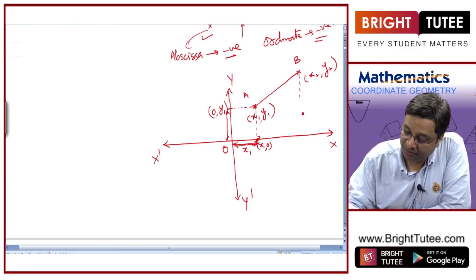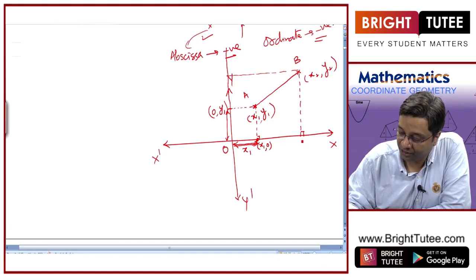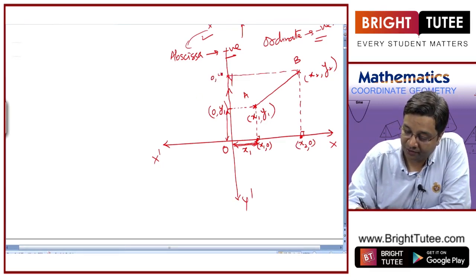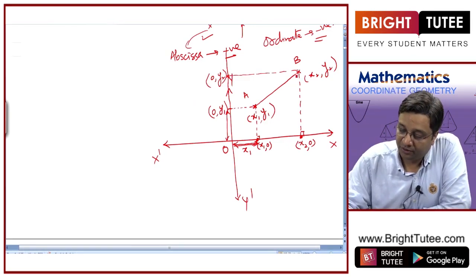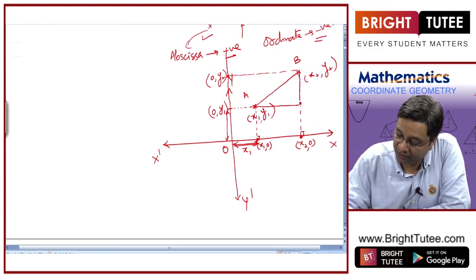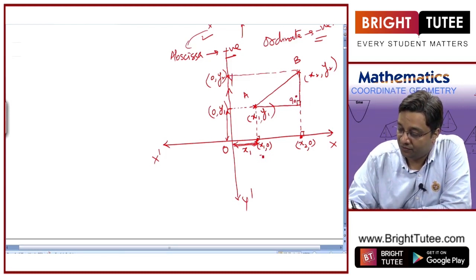And if I drop a perpendicular from B to the x-axis and to the y-axis, what will be this point? This point will obviously be (x2, 0), right? And this point will be (0, y2), right? So I need to calculate the distance AB, right? If I make a triangle like this, I draw this line parallel to the x-axis and this line parallel to the y-axis. So obviously this angle is 90 degrees, right? If I now ask you, what is this distance?